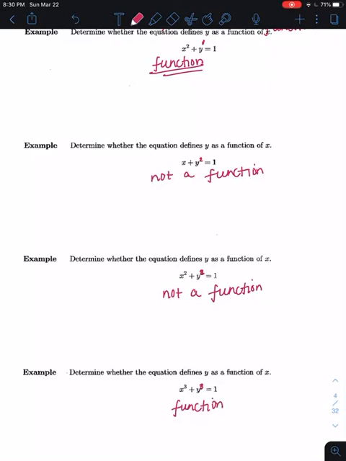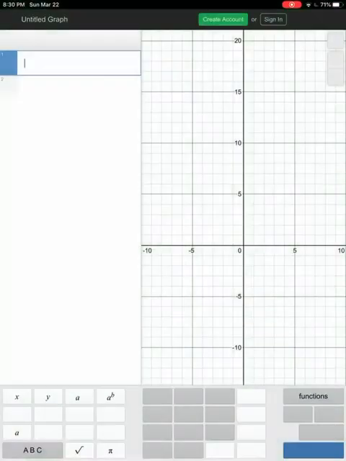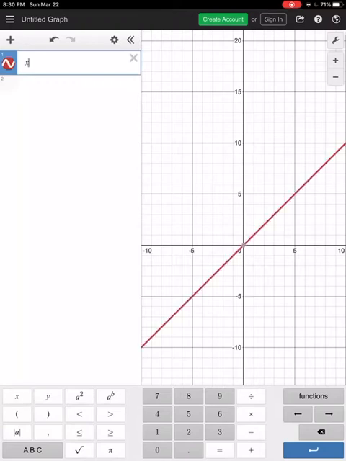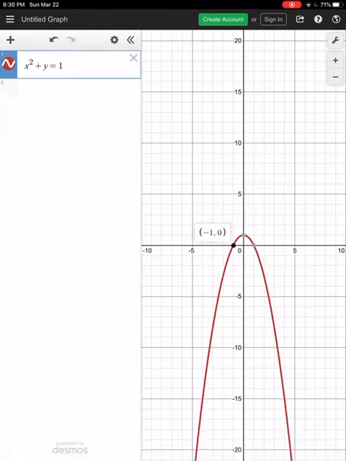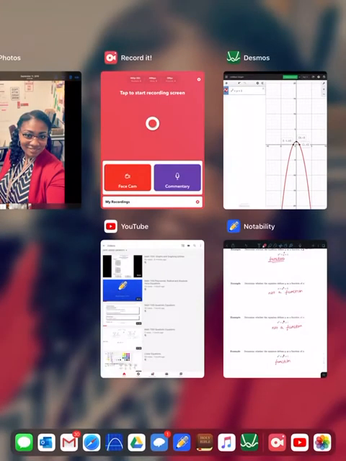So I'm going to just put these into Desmos. So let's check and see. So the first one is x squared plus y equals 1. All right, that's your graph. Remember on Desmos, if you tap the point, it will show you points. But this passes the vertical line test, so this is a function.